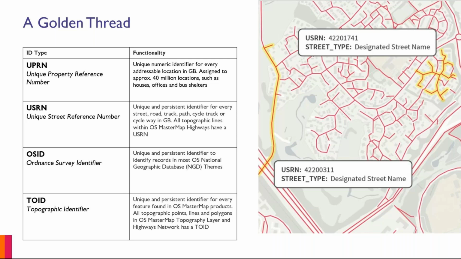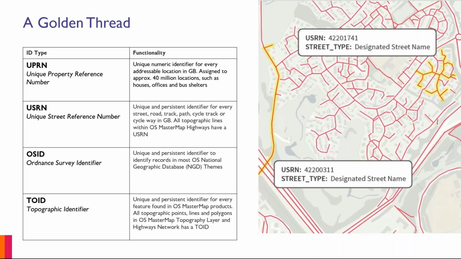We also have the unique street reference number, or USRN, and that authoritative link between the USRN and the UPRN. And Simon talked about routing earlier, and you can utilise the USRN in some of those routing tools. We also have the OS identifier, Ordnance Survey identifier, and this is the unique and persistent identifier to identify records in most of the NGD themes. And then we also have the TOID, topographic identifier, which is the identifier found in our MasterMap products.